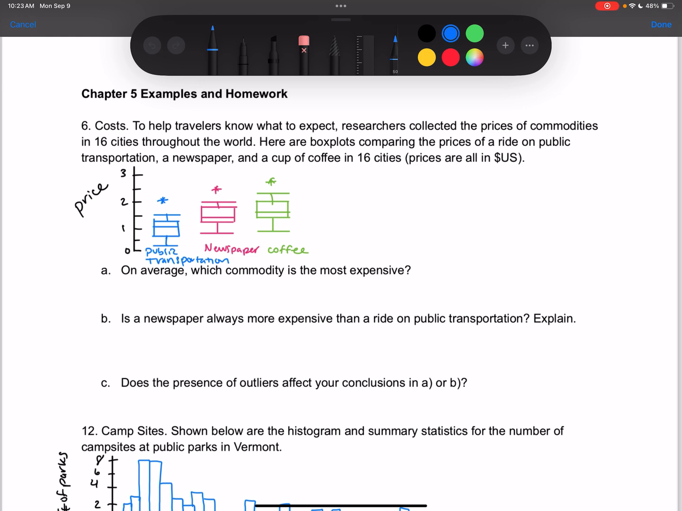So, I've given you these little box plots here. What do you notice about each of the box plots? They have outliers. They all have an outlier.